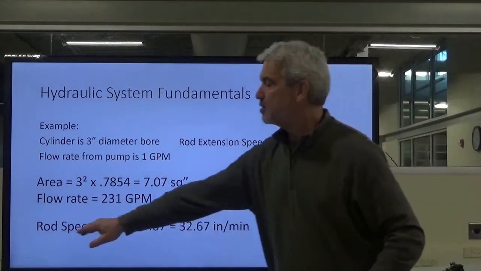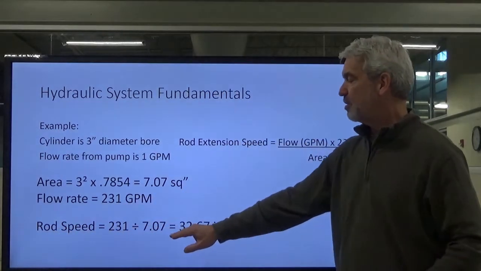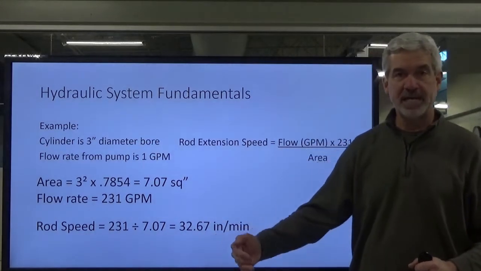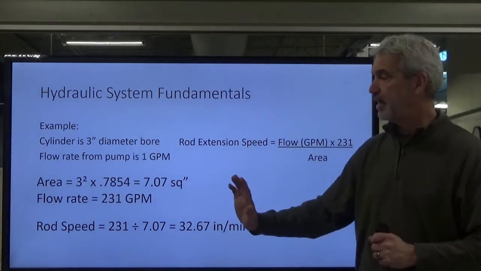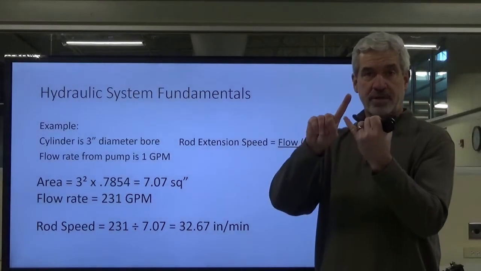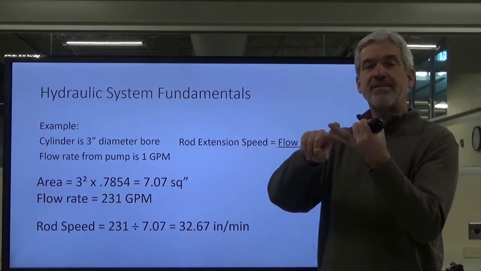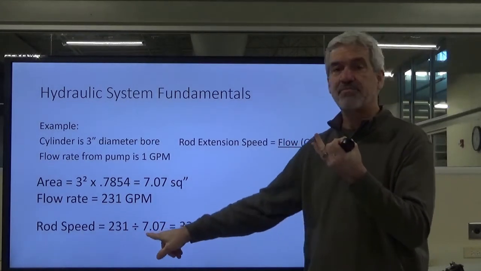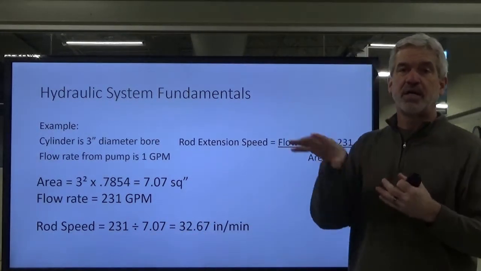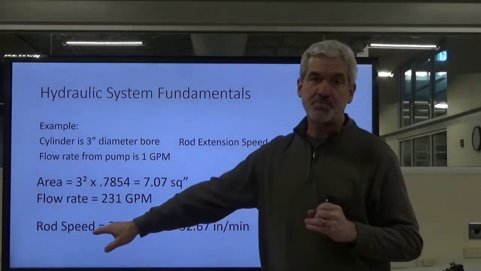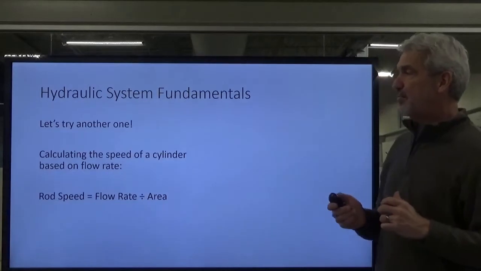Our cylinder rod speed for extension is going to be 32.67 inches per minute. That's the rate at which it will extend based on the flow rate of 1 gallon per minute and the fact that we have a 3-inch diameter cylinder, which has a 7.07 square inch surface for its piston. Those are the two factors that determine our rod speed. So let's do another one real quick, okay?